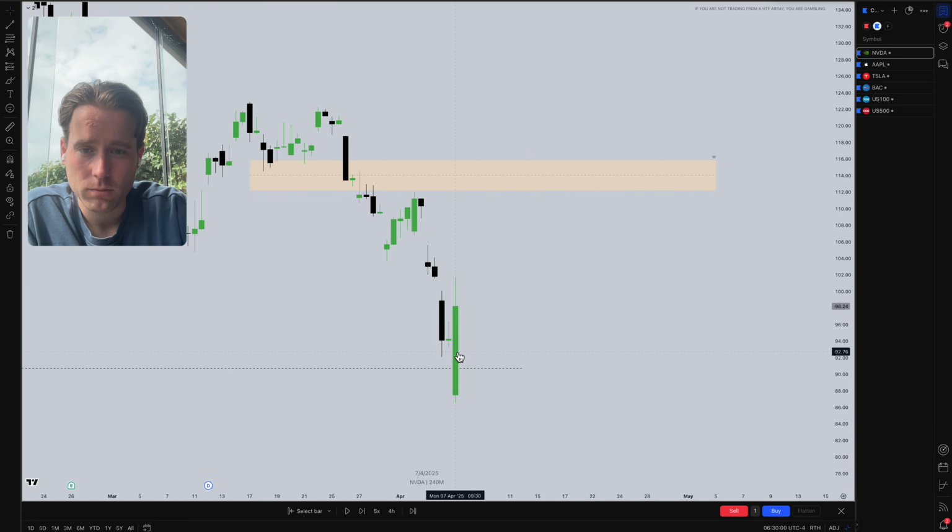Cool. So what do you see here? 9:30. We take liquidity and start moving higher. Let's see if we can find a fair value gap.